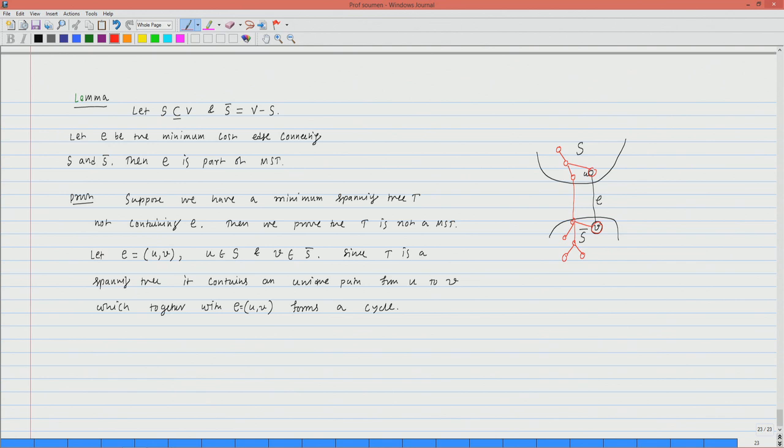Now, in a tree between every pair of vertices, say u v, there is a unique path. So, this is the unique path from u to v, and now E is not part of this tree. So, along with this E it forms a cycle. So, this is what this line says.